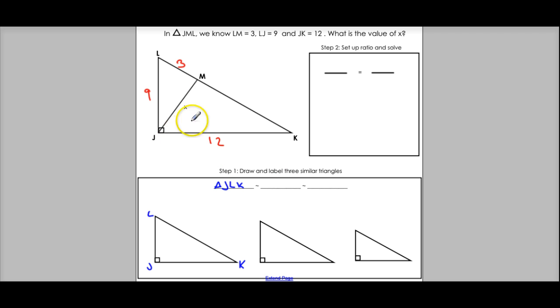Now we have our next biggest one. The right angle is right here. Remember, that's the altitude, so that's at M. So M is our right angle, and our shortest side is JM. We're going to label that as our shortest side here. See how that corresponds?